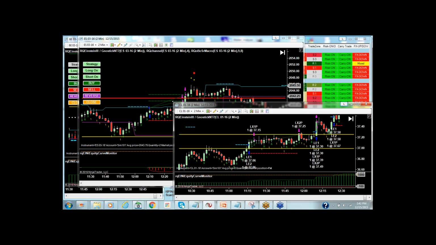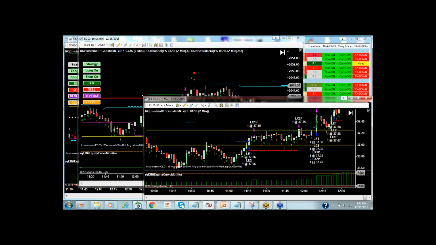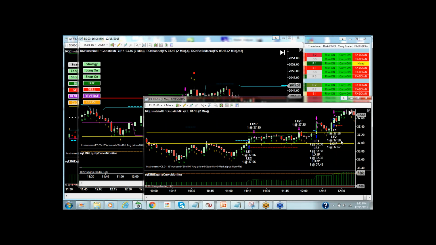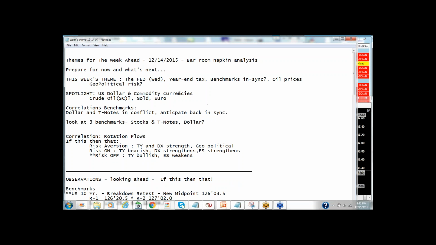The other thing I'd like to mention on crude oil, as you'll remember in our training yesterday, Monday, this is something we do on Mondays, and this is why it's so important to do this on Mondays. On Mondays, we do what's called a barroom napkin analysis. We look at the week ahead. We look at potential themes.